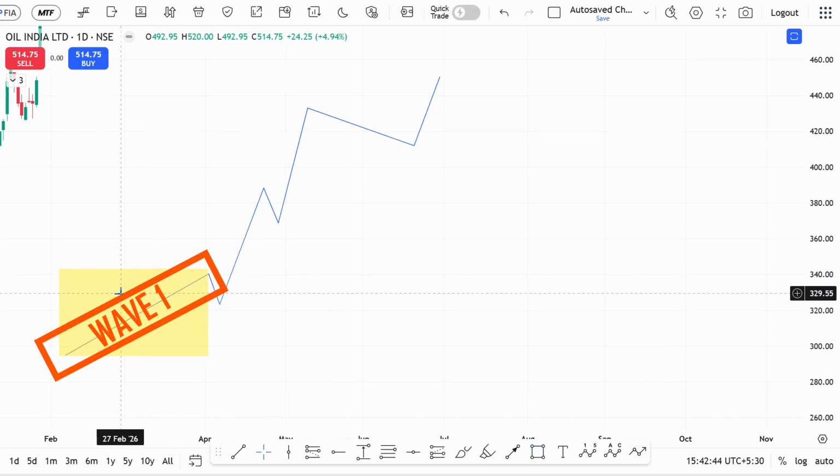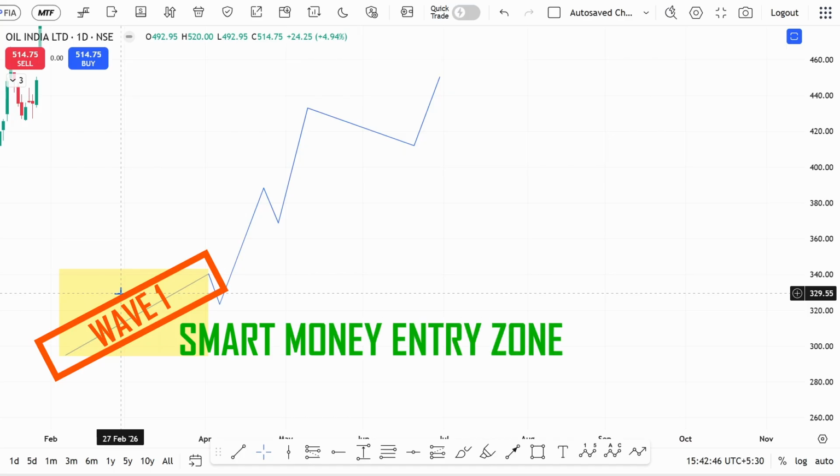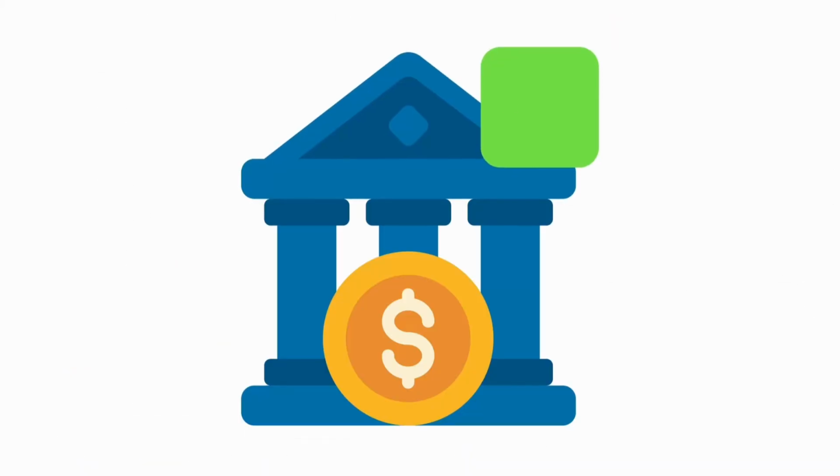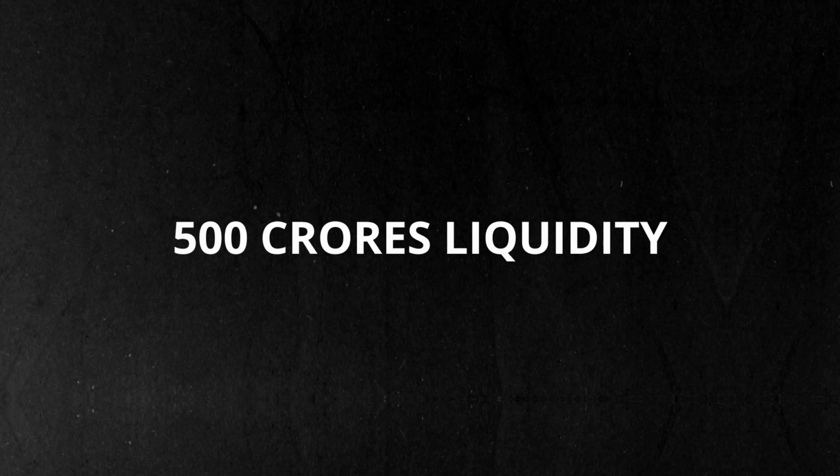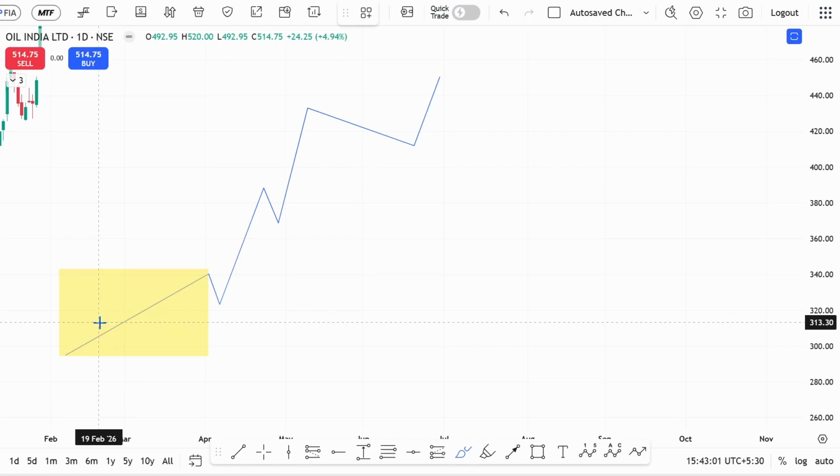This is basically what we call the smart money entry zone. If you observe this entire location, let's say an institution wants 500 crore liquidity at the bottom. They can't put the entire amount as a single order. So they need to keep accumulating the stock for a couple of days or weeks so that they can collect partial liquidity on a day-to-day basis. That's the reason wave 1 is a tricky wave. It's very difficult to identify. If the stock is at the bottom, it will keep on accumulating.